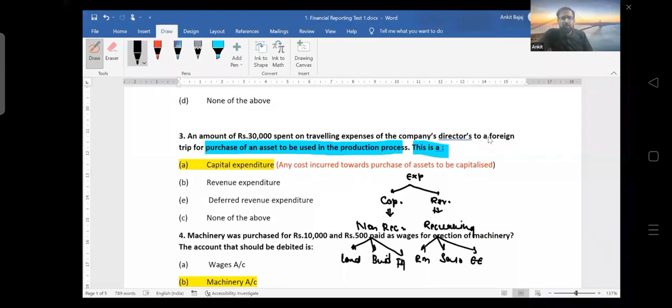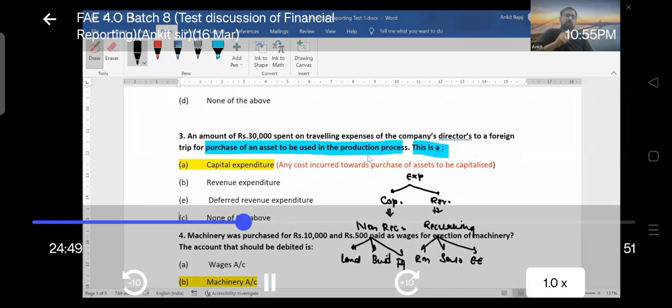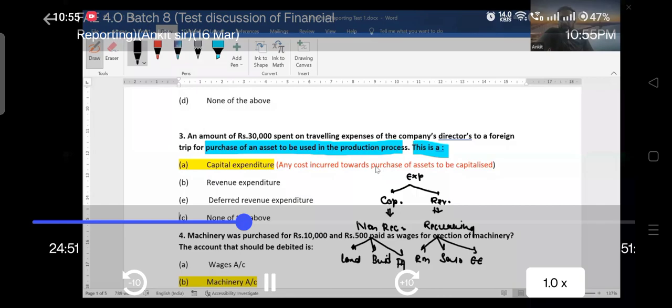Now here, if the director traveled outside India and he spent 30,000 towards travel, why did he go outside India? To purchase an asset. So do you feel this travelling expense should be considered as a revenue expenditure? No, it should be considered as a capital expenditure. What should be considered as a capital expenditure?